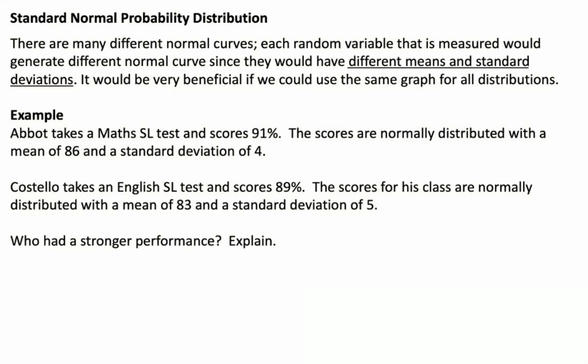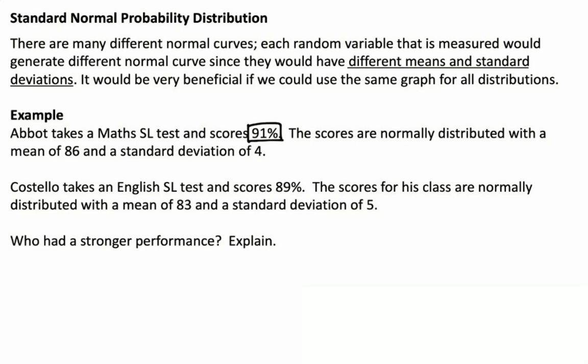Now, all of us know that different classes have varying levels of difficulty. Some might argue that a math test is harder than an English test or vice versa. So who actually had the stronger performance? Is it Abbott because he has a higher raw score? Or is it Costello because maybe his class is more challenging? I mean, the mean of his class is only 83 compared to the mean in the SL class, which is 86. So what we can do here is look at something called a Z-score.